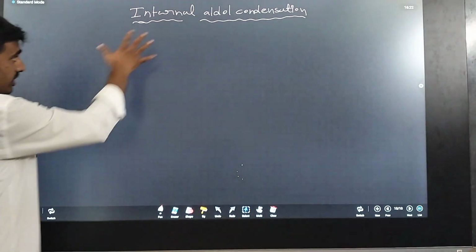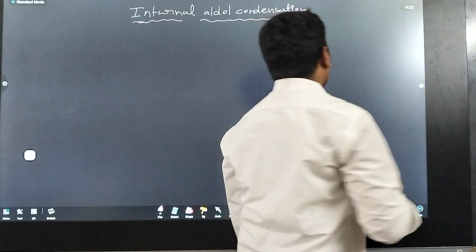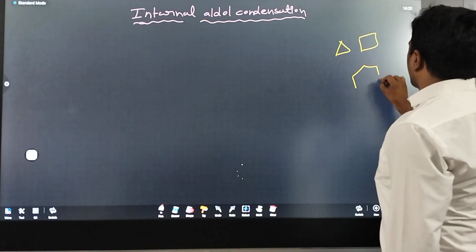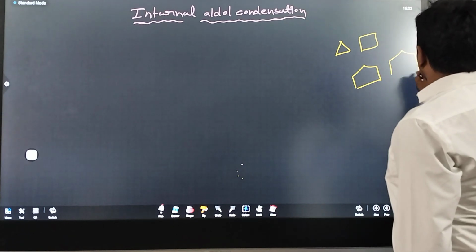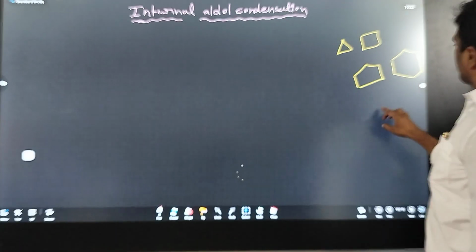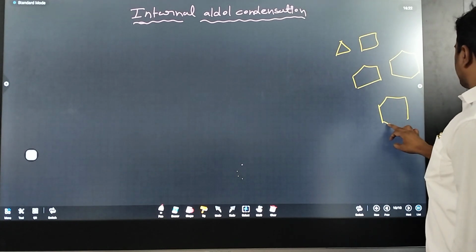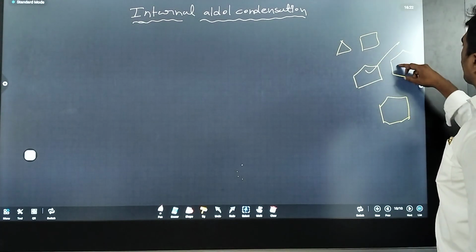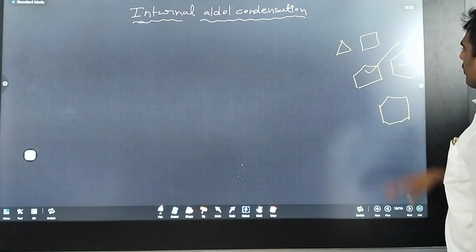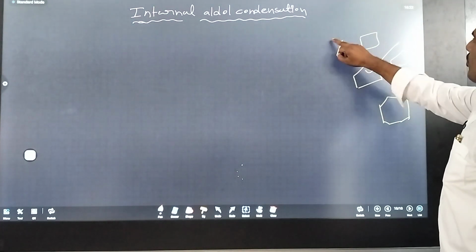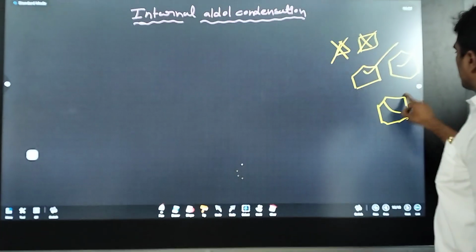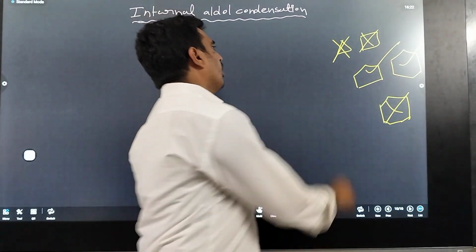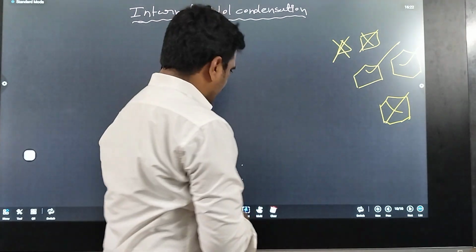So for example, before the discussion about the internal Aldol condensation, this is the 3-membered ring, 4-membered ring, 5-membered ring, 6-membered ring, and 7-membered ring. So which are the most stable rings? 5-membered and 6-membered rings are more stable because of less angle strain. With more angle strain, these are unstable. 7-membered, 3 and 4-membered rings are unstable.